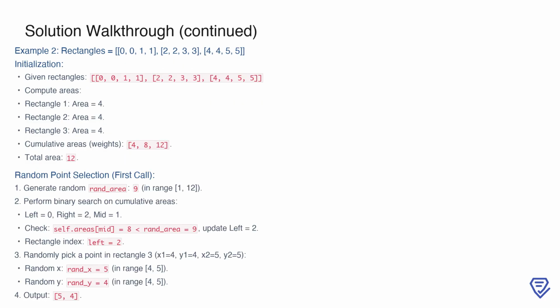Now, let's look at a new example where we have three rectangles with coordinates 0, 0, 1, 1, 2, 2, 3, 3, and 4, 4, 5, 5.